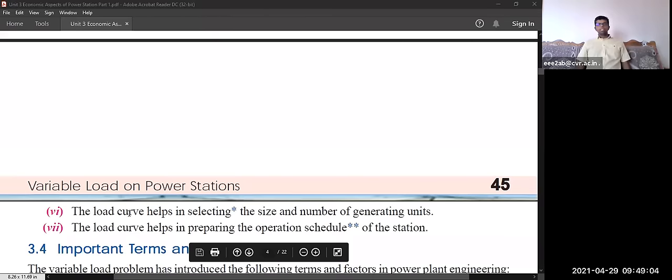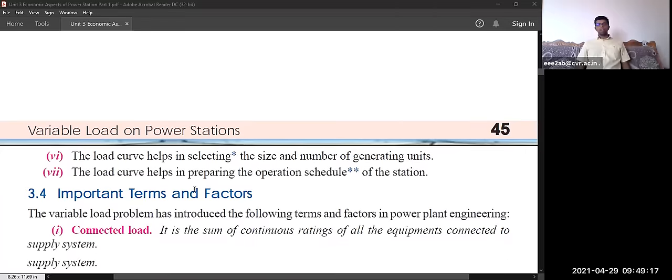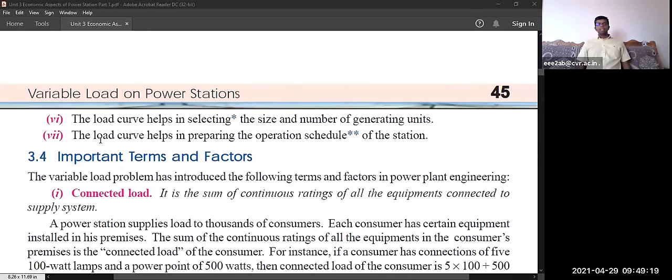This load curve helps in selecting the size and number of generating units. How many generating stations are there? What is the size of that particular generating station? That also you can easily analyze. Next, this load curve helps in preparing the operation schedule of that particular station. Based on that load curve, we can schedule that particular station, and also to the particular demand.